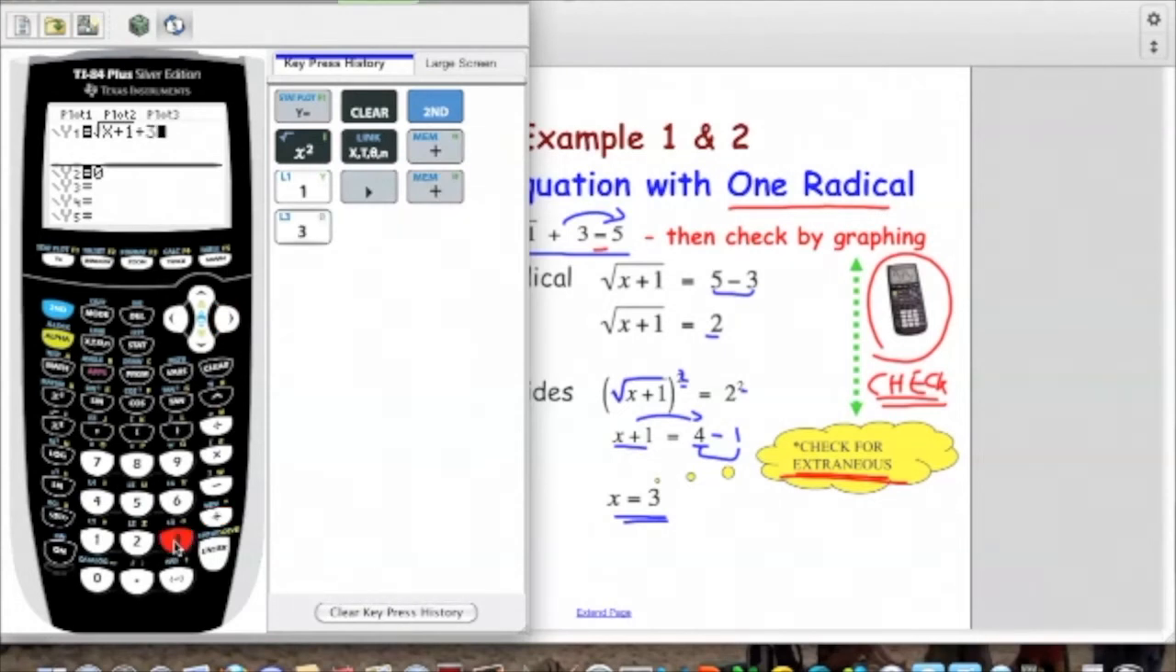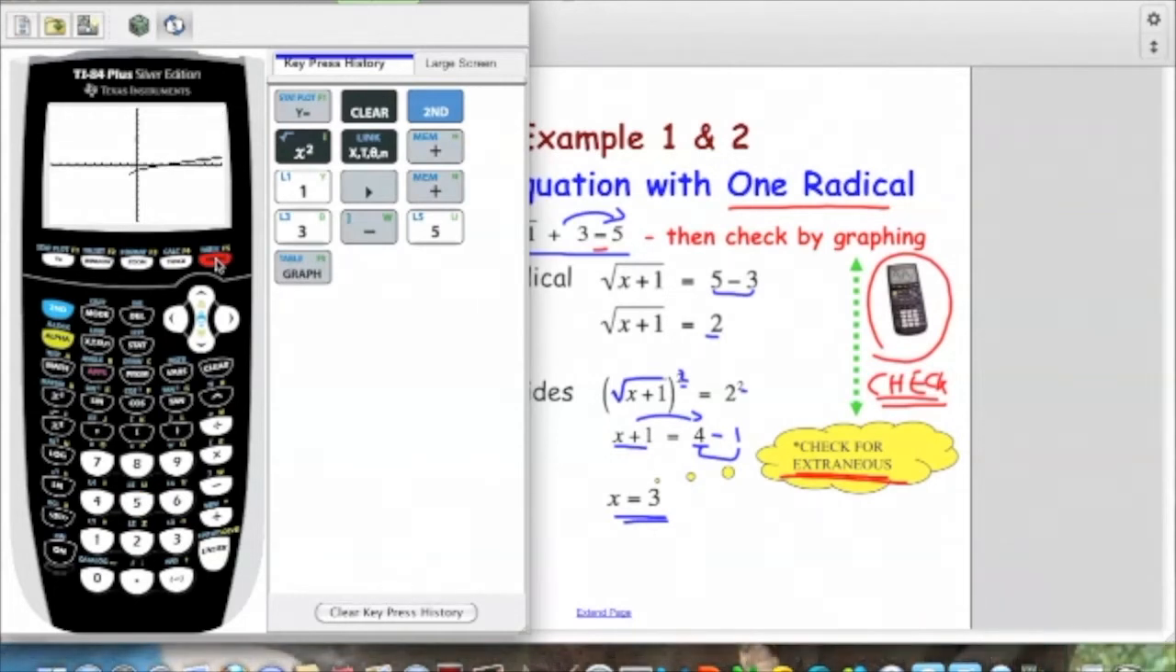And now I move the 5 over because I want it to equal 0. So move the 5 over so it becomes minus 5. And then in y2, see right here, y2, you want to have a 0 because I'm going to graph this and find the 0. So now I hit graph. All right, so now we look at our answer. The answer that we got using our algebra was 3.